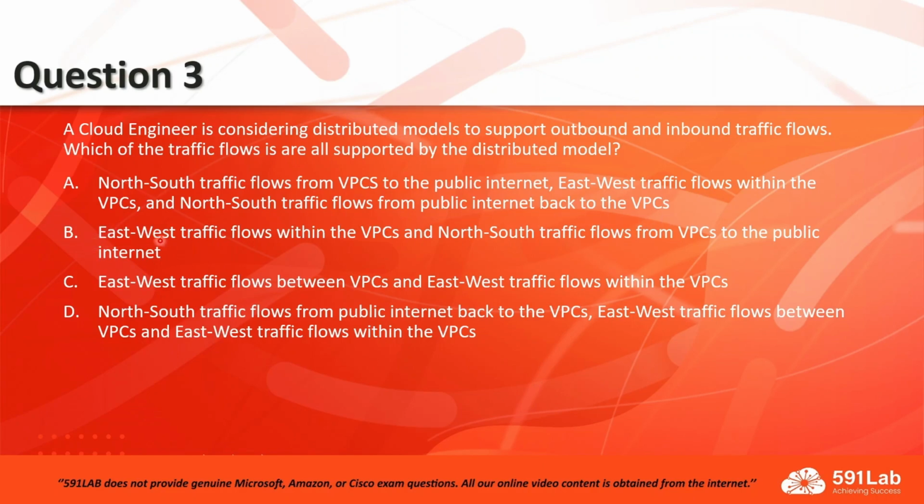Or B, east-west traffic flow within the VPC and north-south traffic flow from VPC to the public internet. Or C, east-west traffic flow between VPC and east-west traffic flow within the VPC. Or D, north-south traffic flow from public internet back to the VPC, east-west traffic flow between VPC and east-west traffic flow within the VPC. To answer this question, let's check the deployment option for cloud next generation firewall.